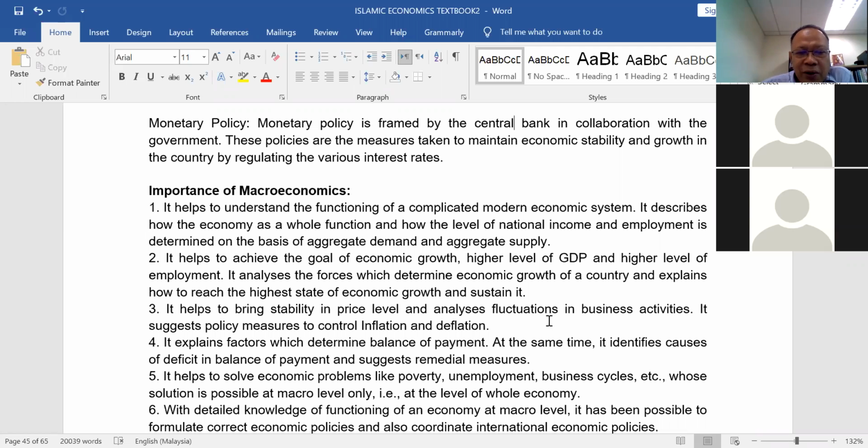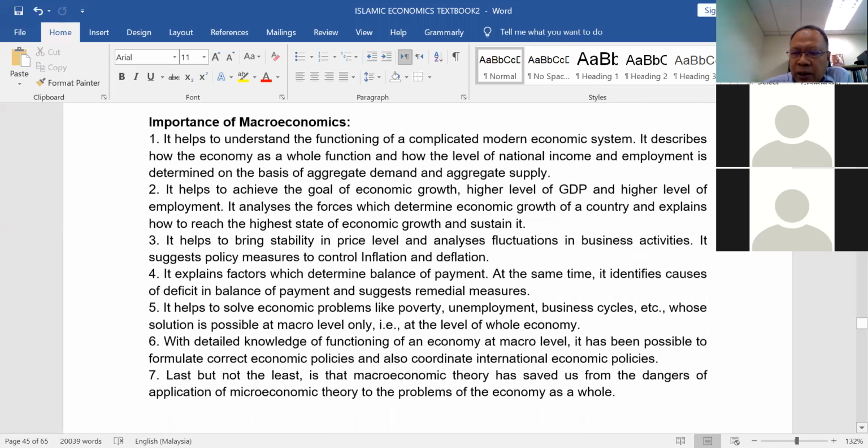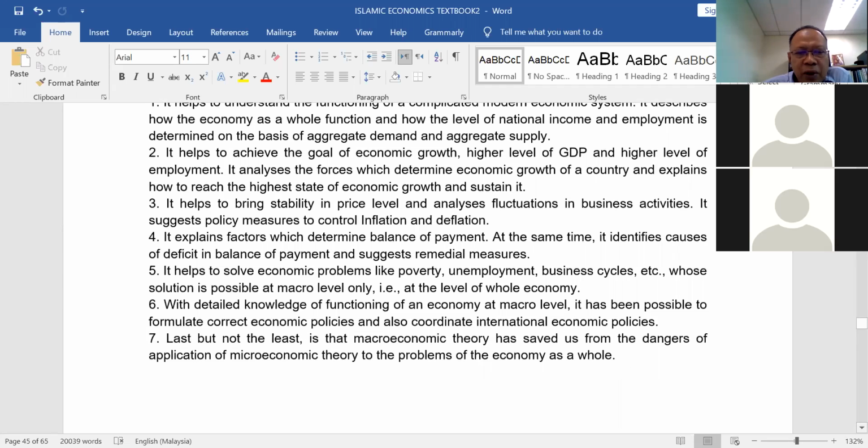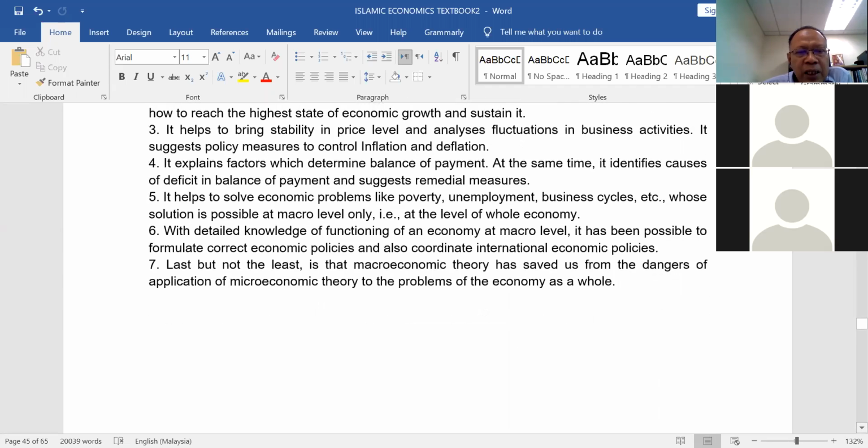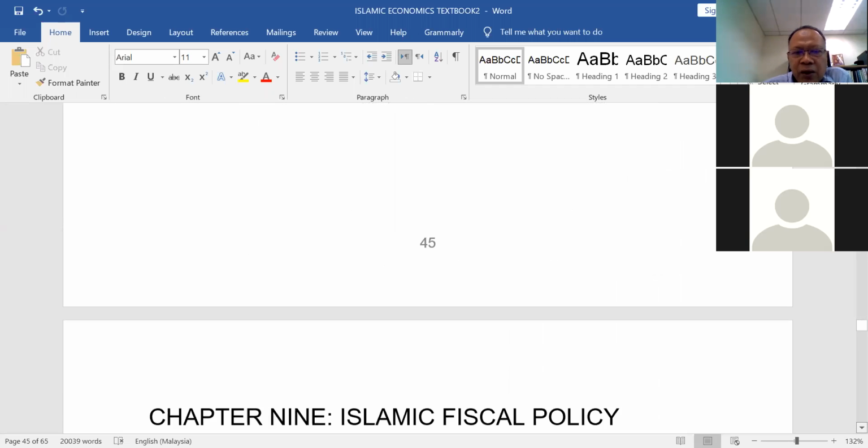All right, so it helps to solve economic problems like unemployment, poverty, business cycles, the ups and downs of the business activities, and with understanding of macroeconomics, hopefully the government can formulate suitable and correct policy. Last but not the least is that macroeconomic theory has saved us from the dangers of application of microeconomic theory to the problems of economy as a whole.